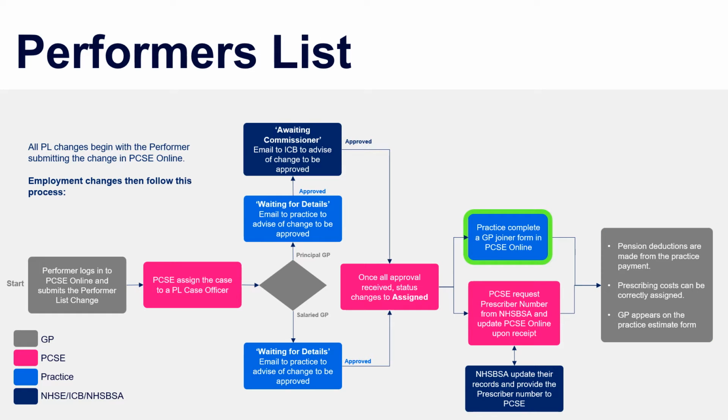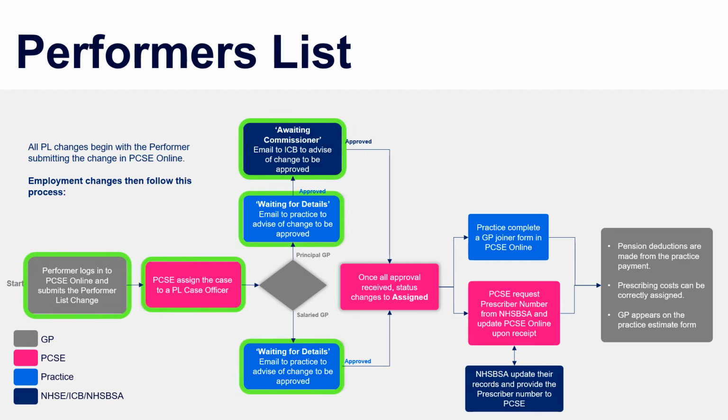When completing the practice estimate form, if you notice that your GP does not appear there, you'll need to check that the GP joiner has been correctly completed in PCSE Online. If you're having trouble locating your GP on the GP pension joiner form, it may be that the performer list employment change approval hasn't been completed. This could mean that either the GP hasn't submitted an employment change request, the practice haven't approved the request, or you're still waiting for the ICB to approve the request.